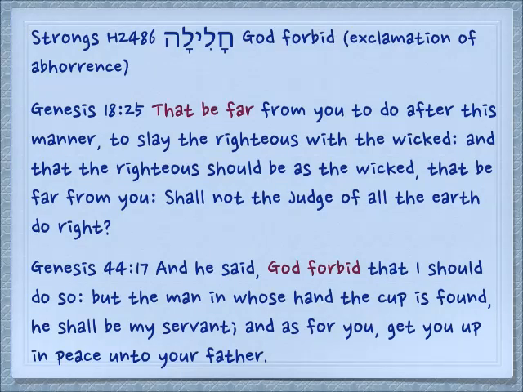Genesis 18:25, that be far from you, chalila, to do after this manner, to slay the righteous with the wicked, and that the righteous should be as the wicked, that be far from you. Shall not the judge of all the earth do right? Genesis 44:17. And he said, Chalila, God forbid that I should do so. But the man in whose hand the cup is found, he shall be my servant. And as for you, get you up in peace unto your father.